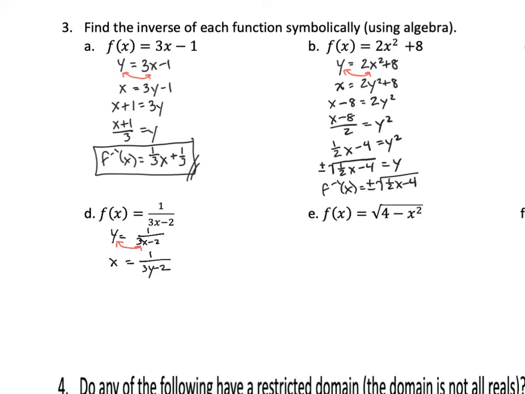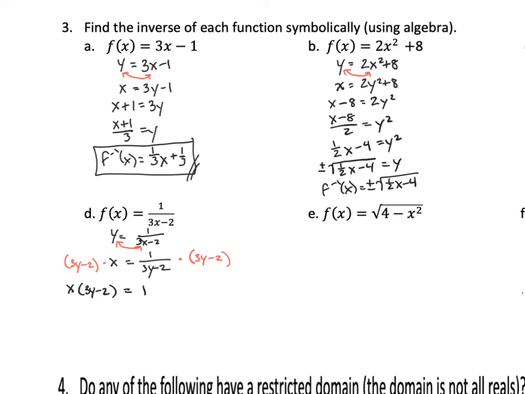So let's see, I look at this and I go, not sure what to do. Y's in the denominator of something, and I want to get the y out, but we can't get the y out by itself. So in order to get rid of this fraction or this division, I'm going to use multiplication. And I'm going to multiply both sides by the entire denominator of 3y minus 2. So we end up with x times (3y minus 2) is equal to 1. Now from here, you can distribute the x if you want, or you can also divide both sides by x. Both will get you correct answers.